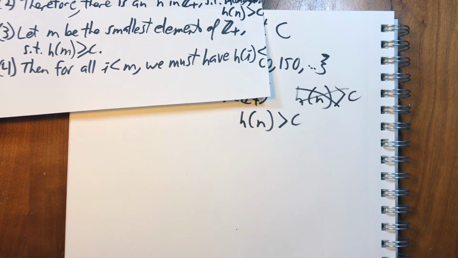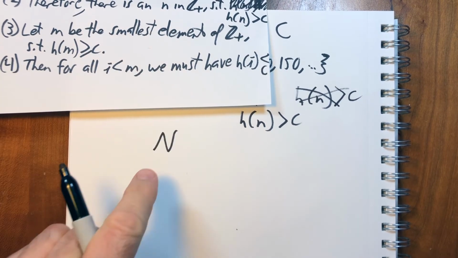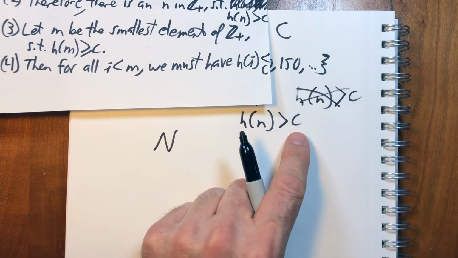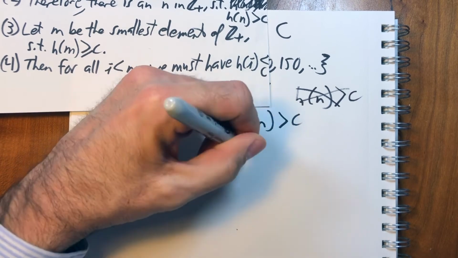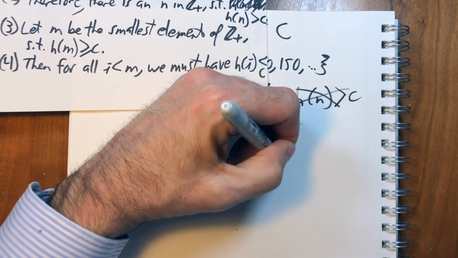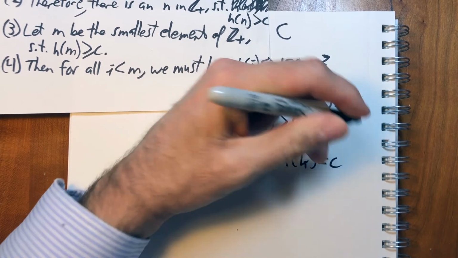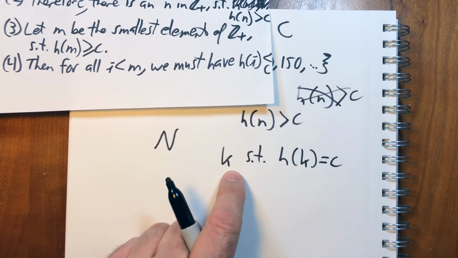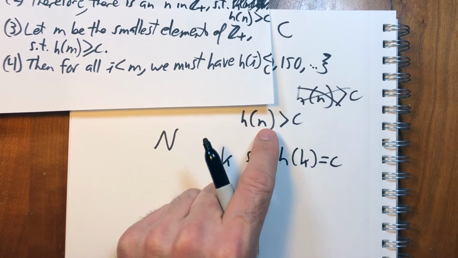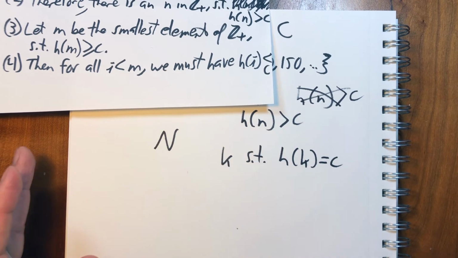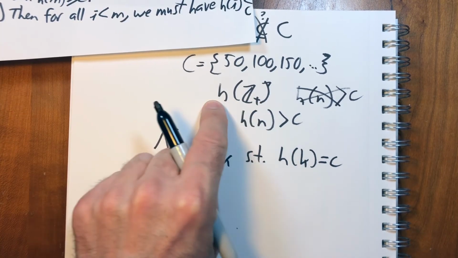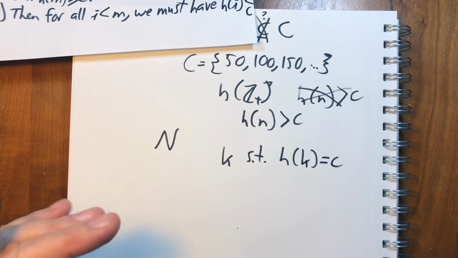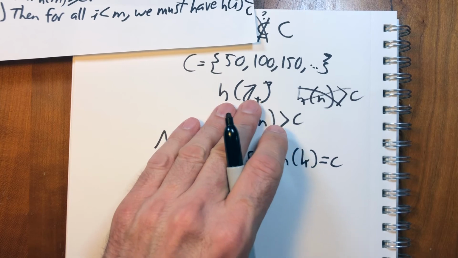So let the set capital N be the set of all of the n's such that h of n is bigger than c. Now, in addition, there may be some element k such that h of k equals c. Again, maybe there is, maybe there isn't. But whatever this element is, maybe it's bigger than n, maybe it's not bigger than n. We don't know, because we don't know what order these are in. We kind of experimented with it, but we haven't proven that they're in order, so we don't know that yet.